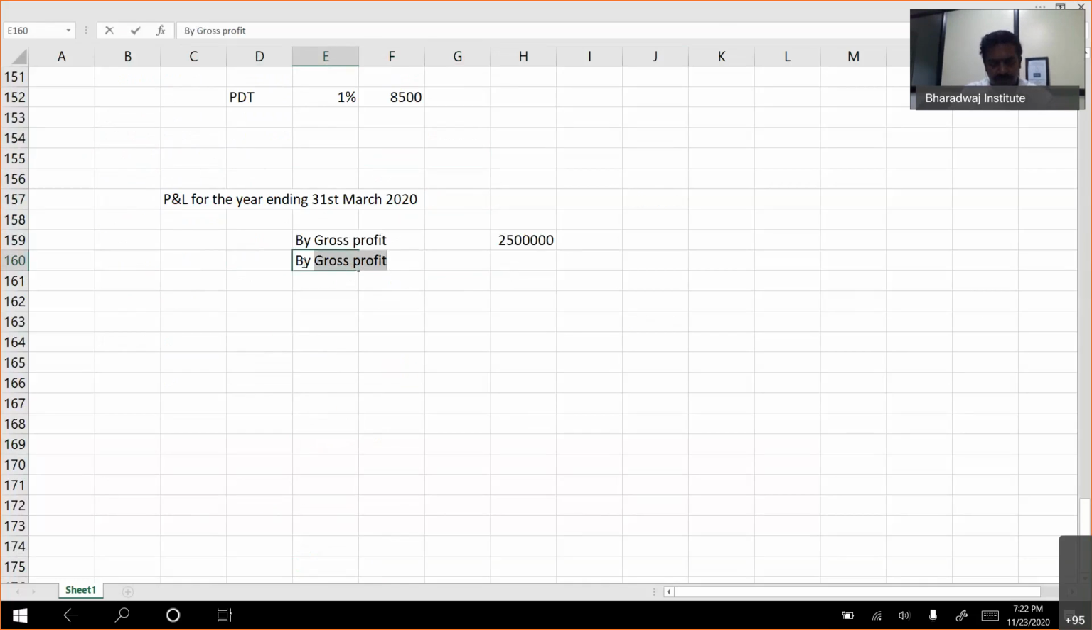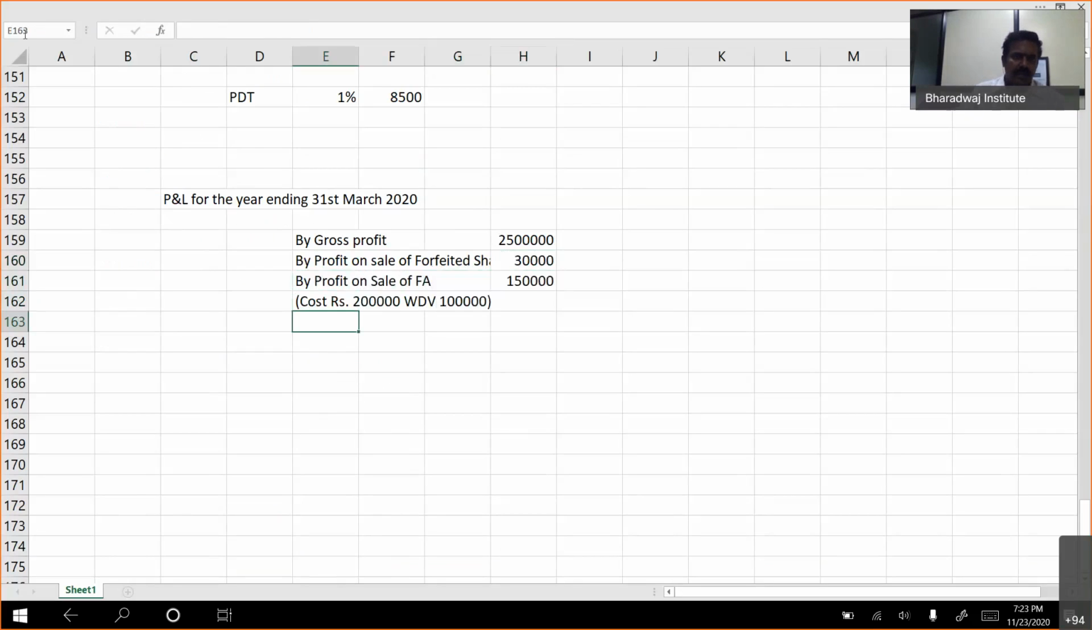By gross profit 25 lakhs. By profit on sale of forfeited shares, 30,000. By profit on sale of asset, 1,50,000. Cost rupees 2 lakhs, WDV 1 lakh. This is on the credit side. They will give you P&L account like this.